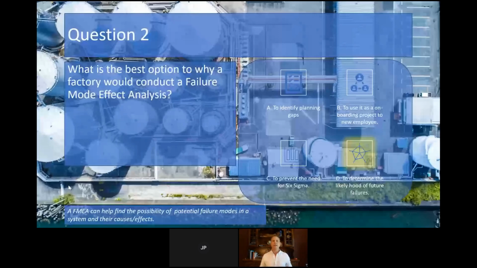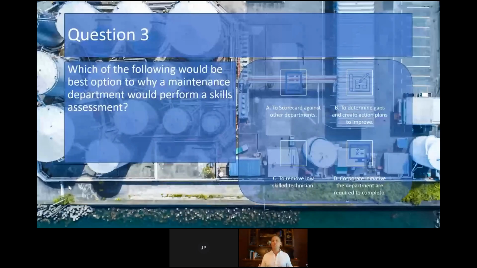Question 3. Which of the following is the best option for why a maintenance department would perform a skills assessment? Is it A, to scorecard against other departments? Is it B, to determine gaps and create action plans to improve? Is it C, to remove low-skilled technicians? Or D, corporate initiatives for the departments that are required to complete? We'll start the timer at 30 seconds and go.